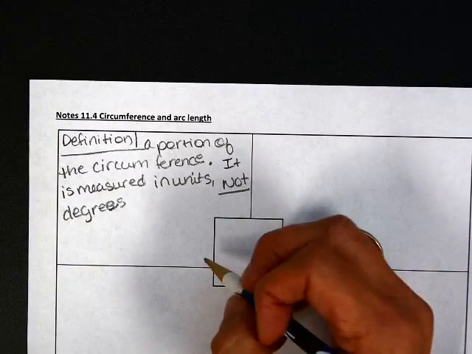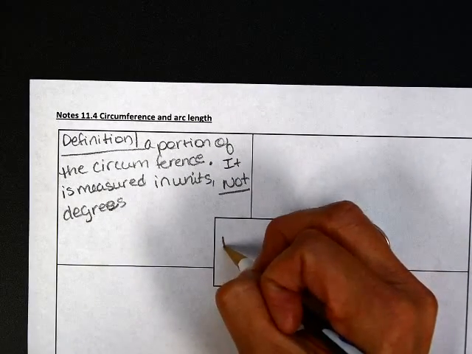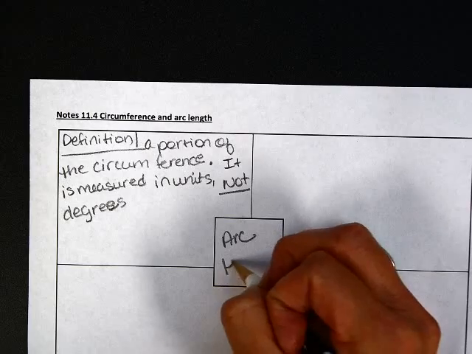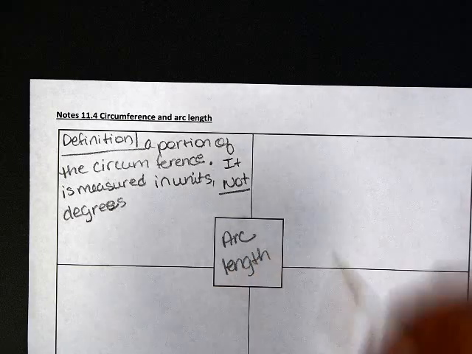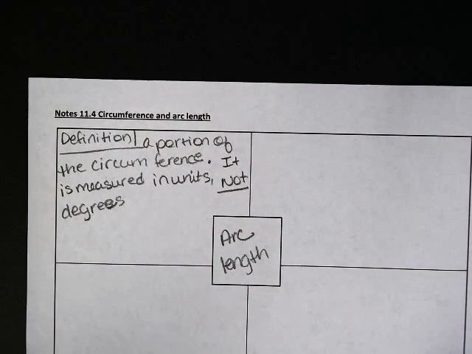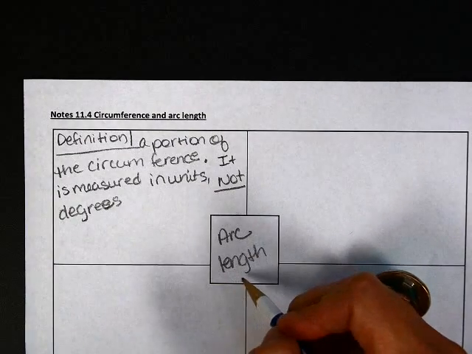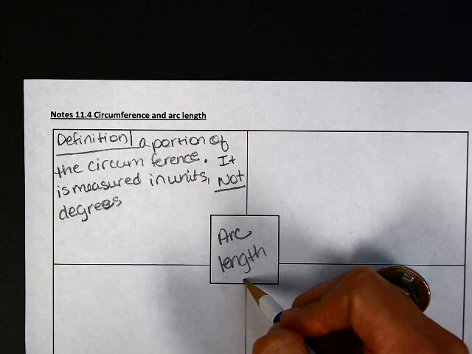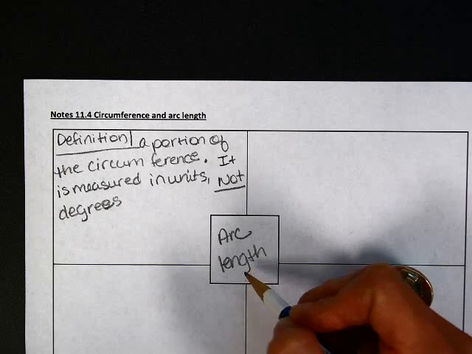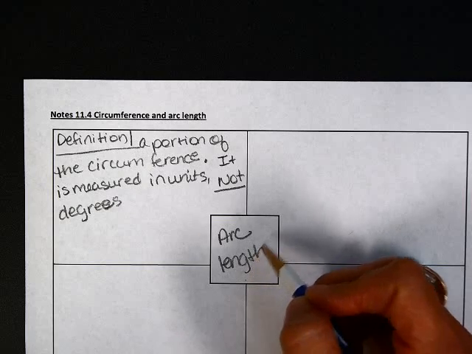Okay, I'm sorry, we forgot to put arc length in the middle of this box. This is going to be examples of finding arc length. Now, we had found arc measures. This is actually arc length, which is a portion of the circumference. And if you notice, circumference is never found in degrees. It's only found in units: inches, feet, meters, centimeters.